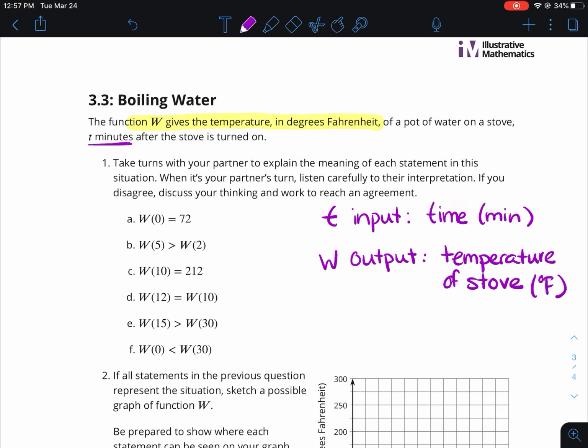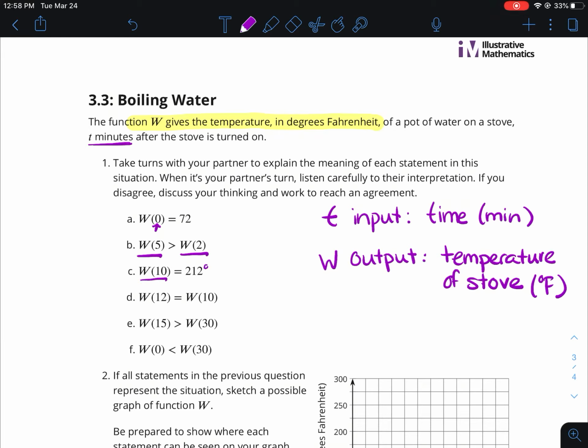So W of 0 equals 72 means that's going to be our initial temperature when you turn on the stove. Because when you turn on the stove, it's going to be 72 degrees. That's 0 minutes in. 5 minutes in is greater than 2 minutes in. So the temperature after 5 minutes is greater than the temperature after 2 minutes. That makes sense because the stove is heating up.